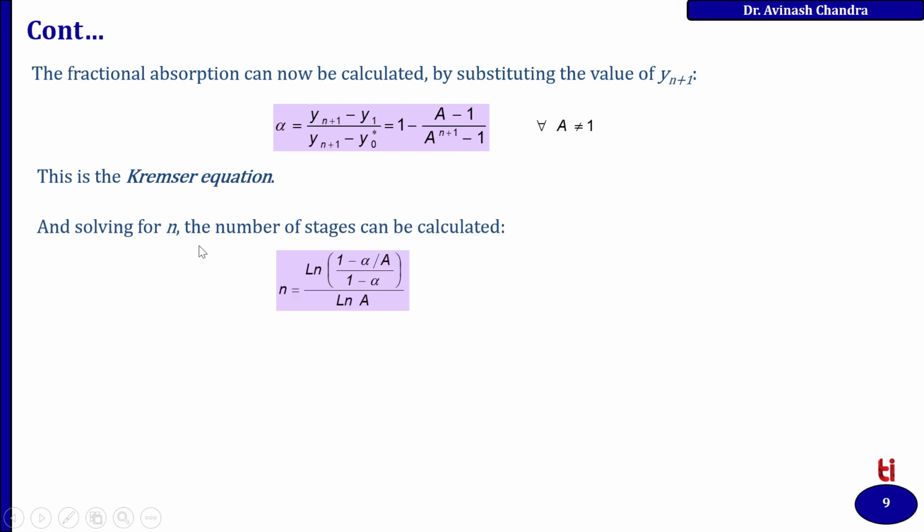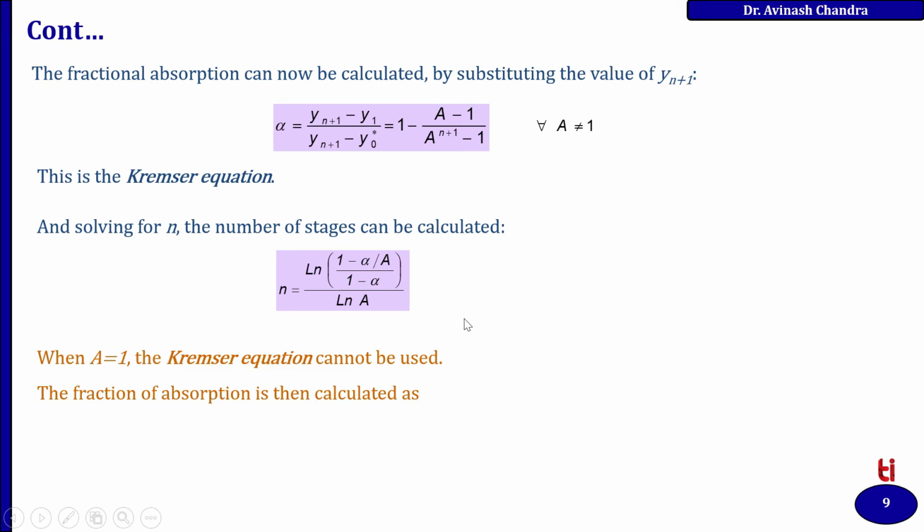And solving for n, the number of stages can be calculated simply as n equal to ln of (1 minus alpha upon a, upon 1 minus alpha) upon ln a. Where a equals 1, the Kremser equation cannot be used. The fraction of absorption is then calculated simply as 1 minus 1 upon 1 plus a.